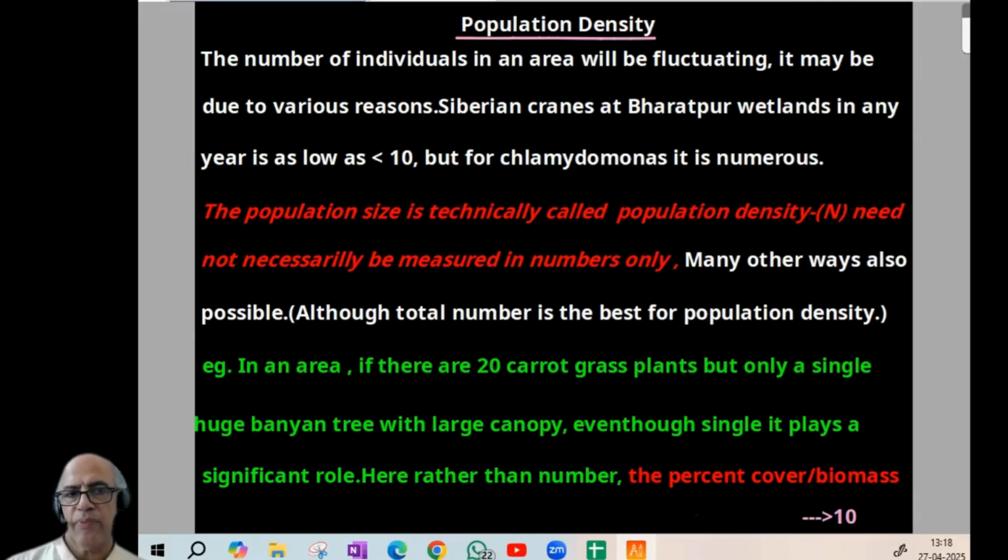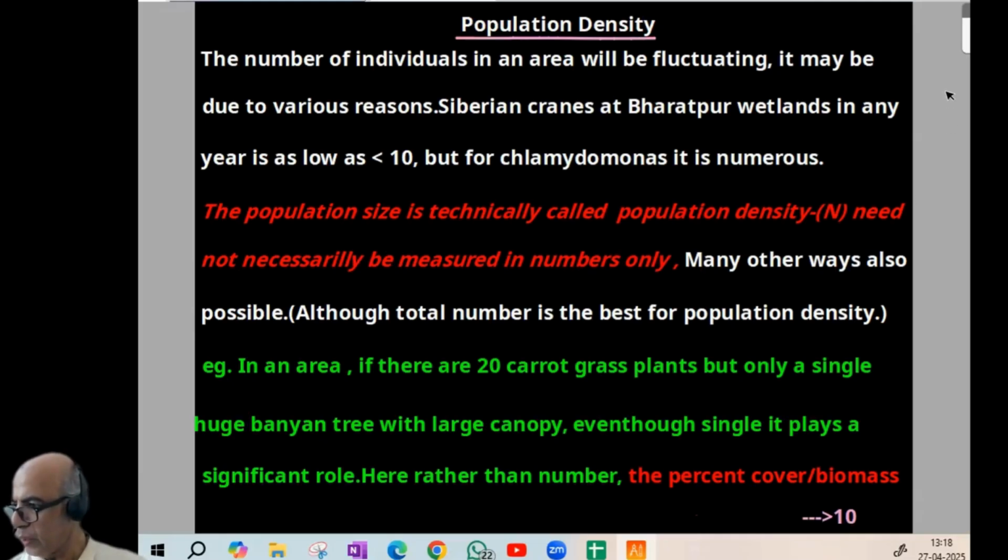The typical example, if there are 20 carrot grass plants, that is Parthenium, that is comparing with a large banyan tree with a huge canopy. So for banyan tree, percentage cover or biomass is considered. So in certain areas it is comparison, not number. Then tiger census, pug marks and fecal pellets, indirect method.